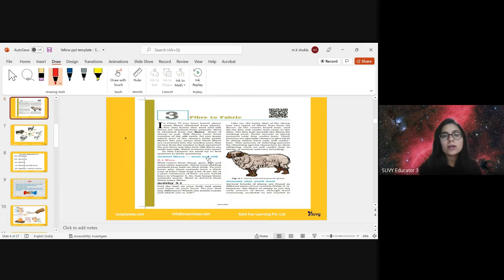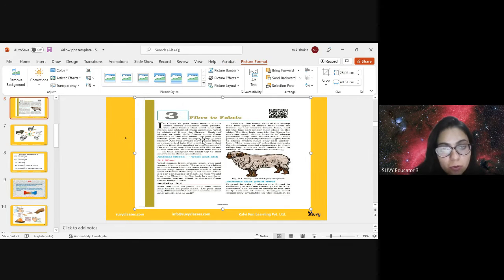Now, next slide. This is your chapter. The chapter starts from this: fibers to fabric. And here it is shown that fibers are obtained from animals. Wool is obtained from the fleece, that is hair, of the sheep or yak. Silk fibers come from the cocoons of the silk moth.